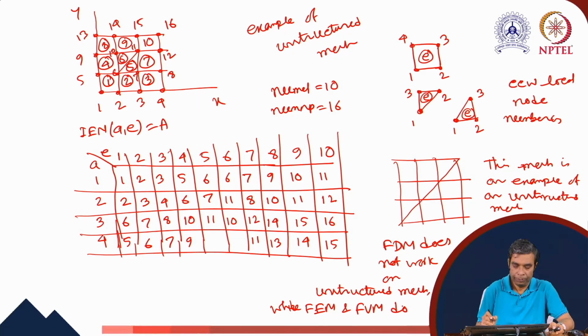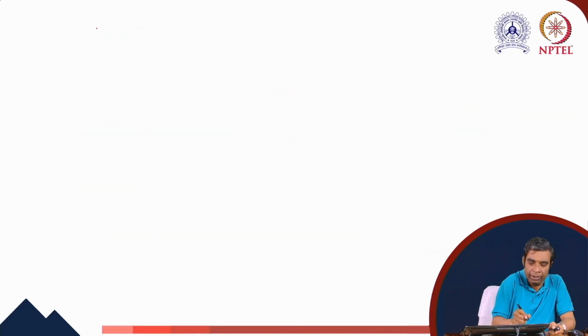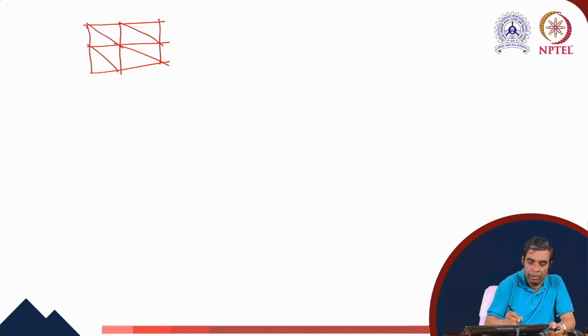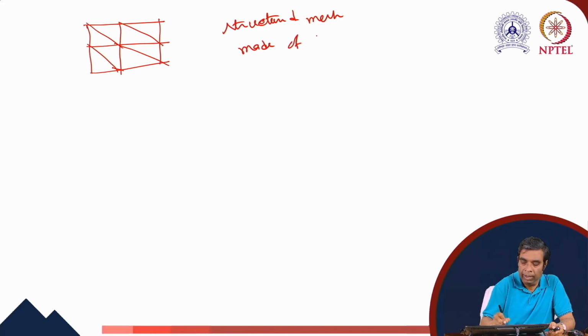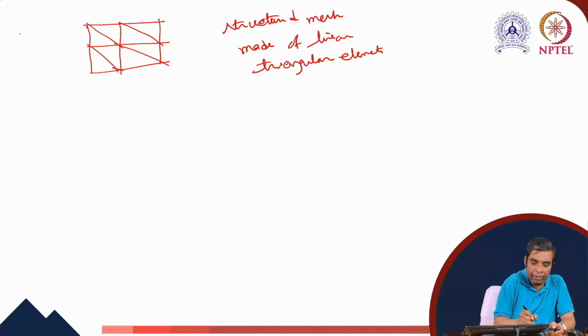Okay, now we show one example of mesh generation by using triangular elements. So let us consider this simple case of a rectangular geometry. So this is the case of a structured mesh made of linear triangular elements. So triangular elements with 3 nodes are known as linear triangular elements.